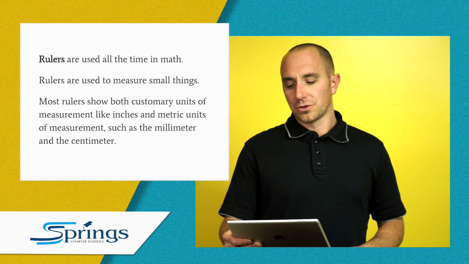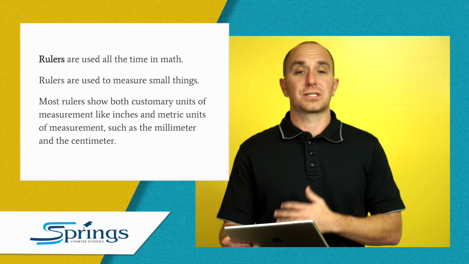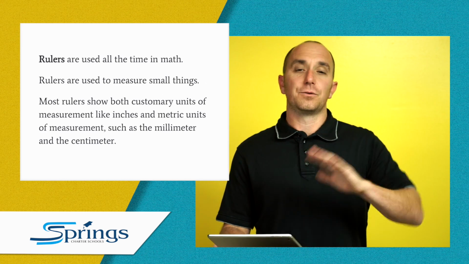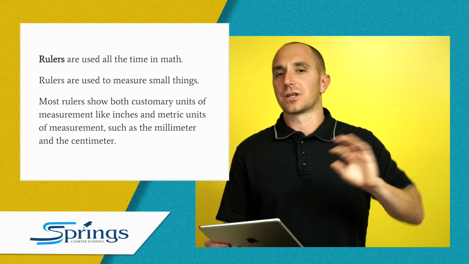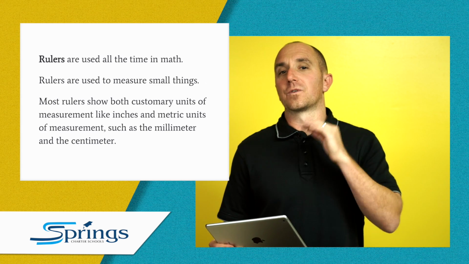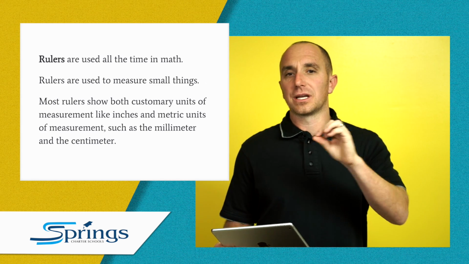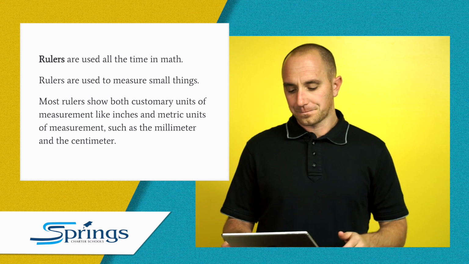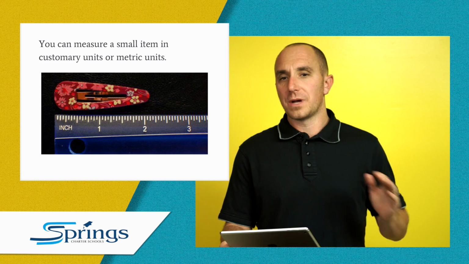So most rulers show both customary units of measurement like inches and metric units of measurement such as the millimeter and centimeters. And if you recall from our last lesson, we talked about how the ruler on one side has inches, on the other side has centimeters, and a lot of times rulers will list it as mm for millimeters, showing the little lines, but actually the big numbers are your centimeters. Okay, so you can still measure a small item in customary units or metric units.